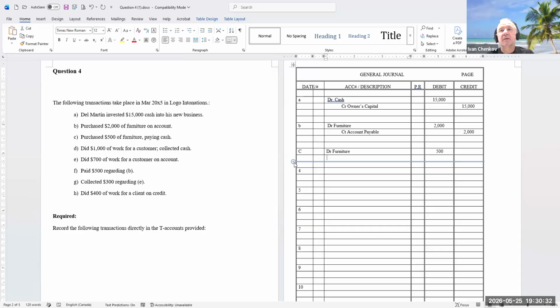And what are we going to credit now? We're going to credit cash because we paid cash. So cash is going to go down. How can I bring down cash? Debit or credit? Credit with 500. Make sense?